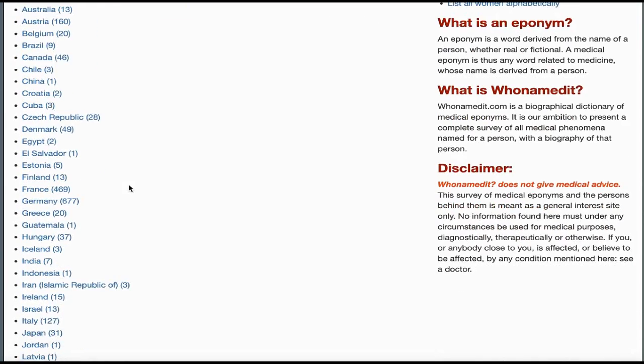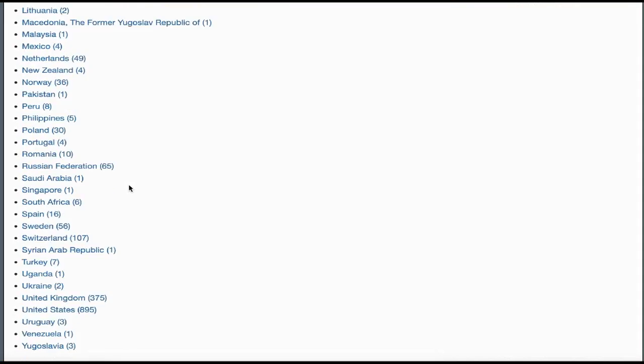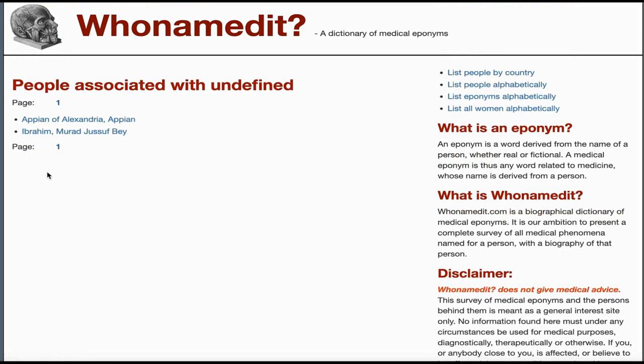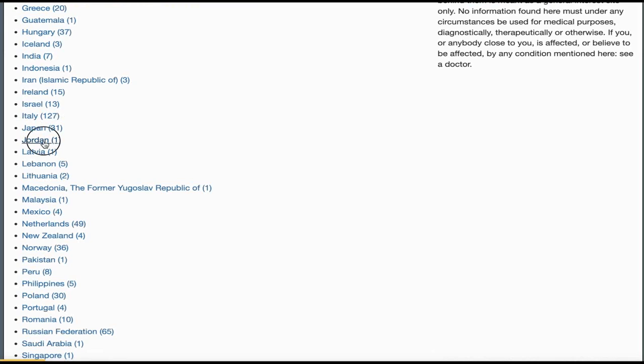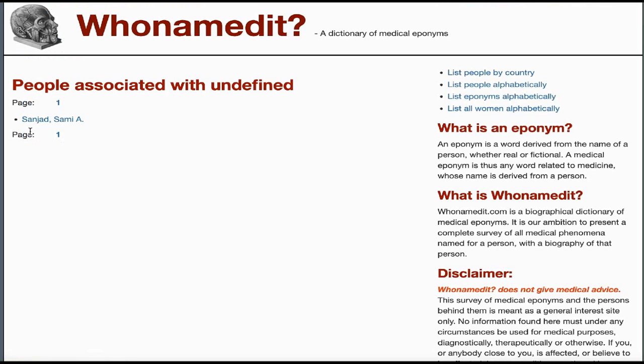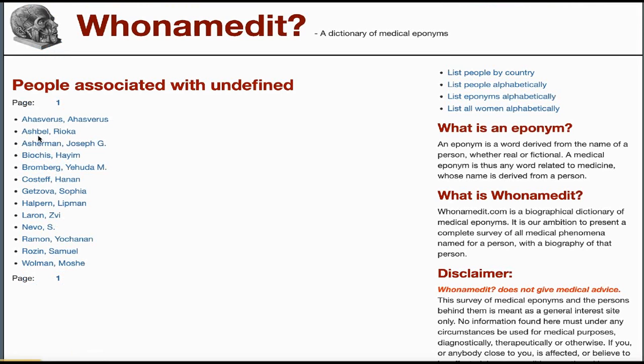As you see here, these are divisions of eponyms according to countries. Many countries are very famous. Egypt has two cases, Jordan two, Saudi Arabia one, Syria one, Lebanon five, maybe Crigler-Najjar is the most common of them, and Israel 13. So I have to think of another way to outline this, away from this Arab spirit.